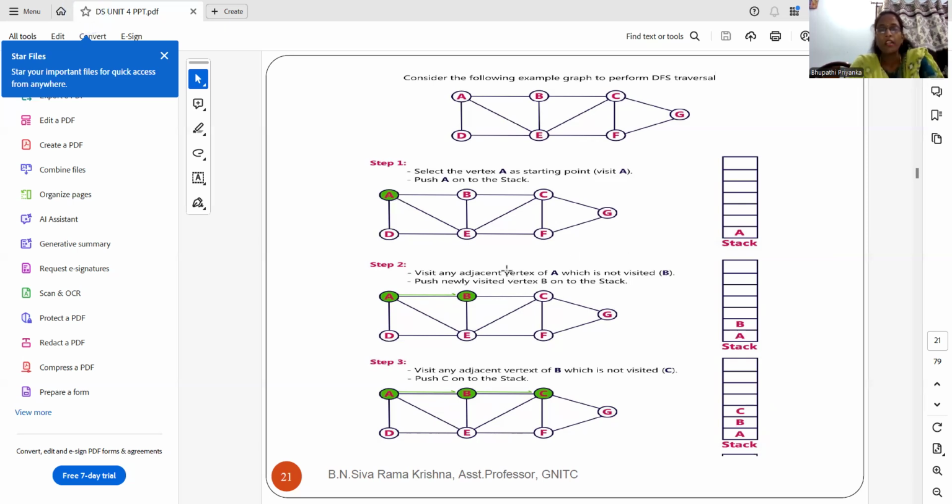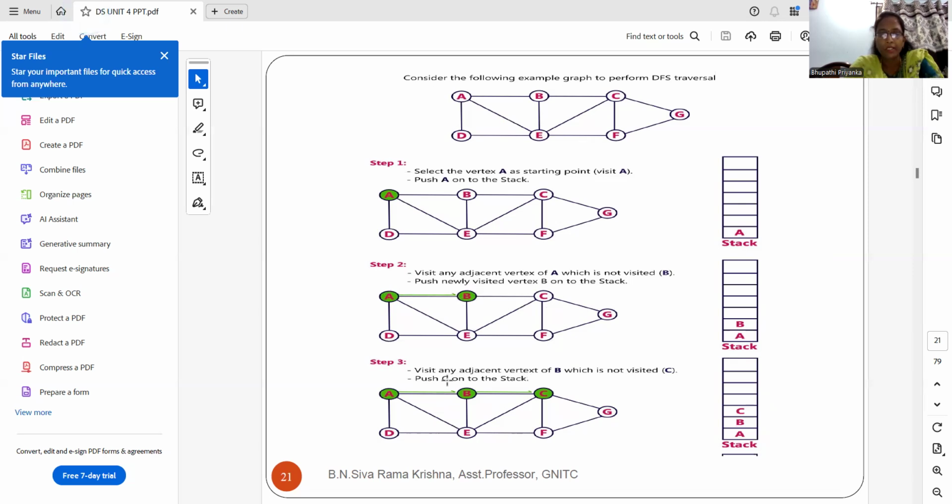Step 2: visit the adjacent vertices of A which are not visited. Here the adjacent vertices of A are D and B. In my example, I am taking B as the adjacent vertex of A. You need to push that visited vertex into the stack. I'm visiting B, and that vertex I'm pushing into the stack.